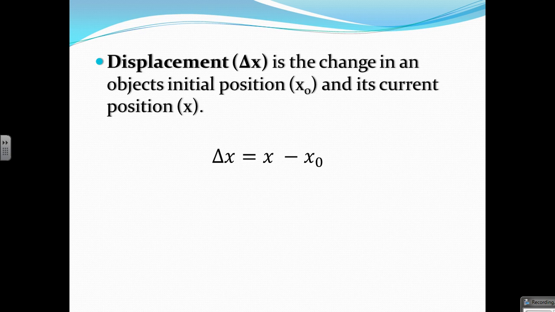And we look at position in terms of x. We can say that change in position, delta x, or the change in x, is x minus the initial x. Notice that in the AP C curriculum we do not say the final position minus the initial position. All final values are just given with the variables without the subscript.